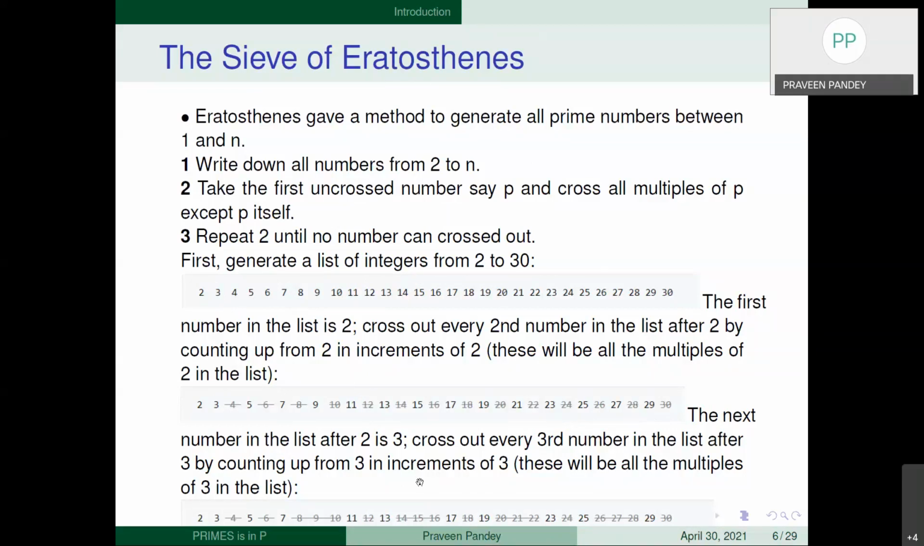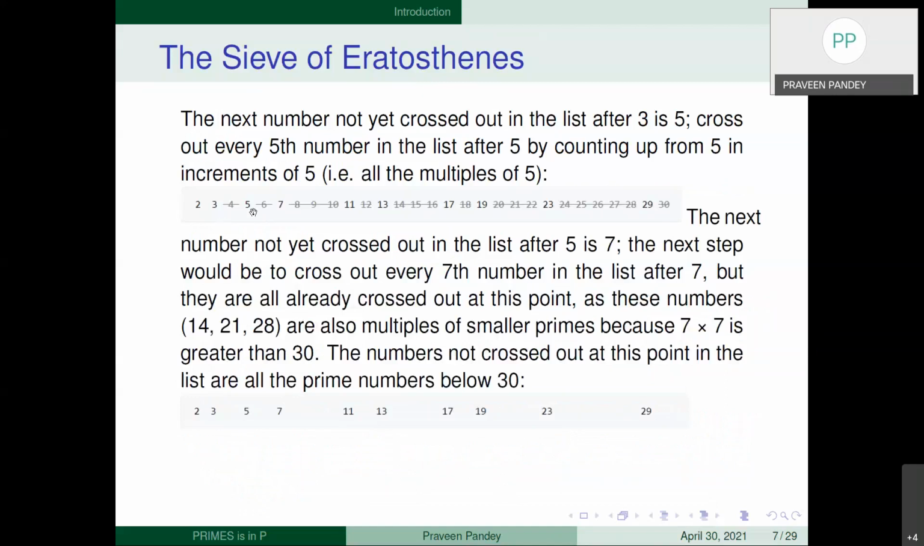Now I take 3, and except 3, I'm crossing all multiples of 3. So 6, 9, and up to the last. So similarly, I'm moving ahead. I'm crossing multiples of 5 except 5, and then similarly we'll be going for 7, which is the next uncrossed number. Then we'll be going for 11, then moving to 13. Then for 17, we don't have anything because we cannot move over 30.